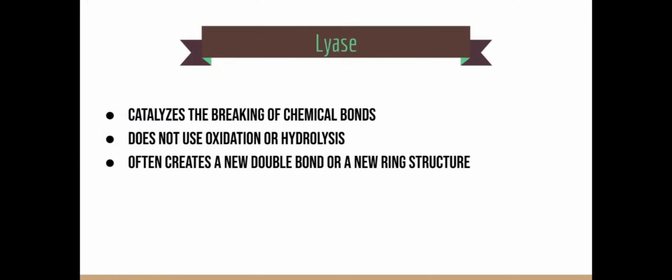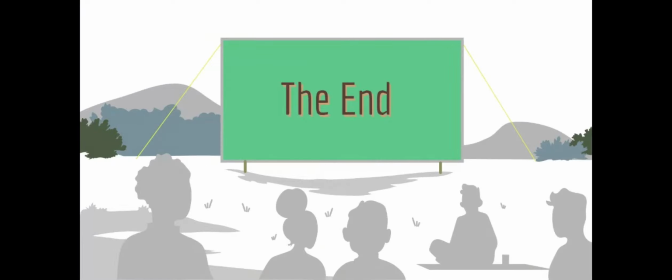A lyase enzyme is a specific type of enzyme that breaks down a substrate. It does not use oxidation or hydrolysis when it does this, and often the product it makes contains a new double bond or ring structure.